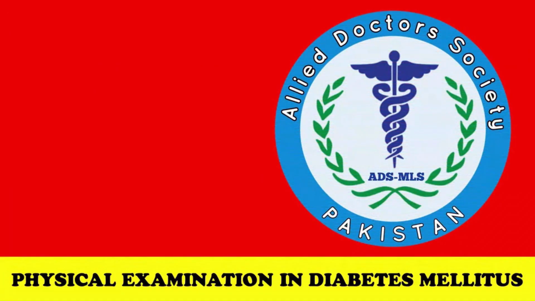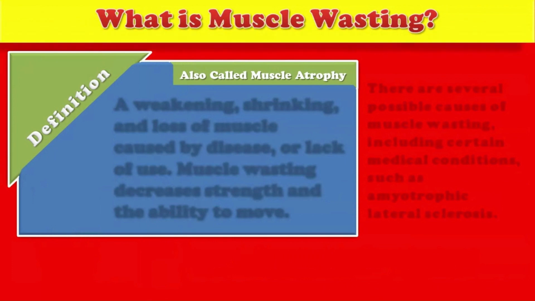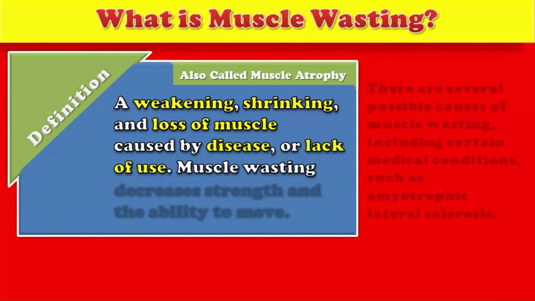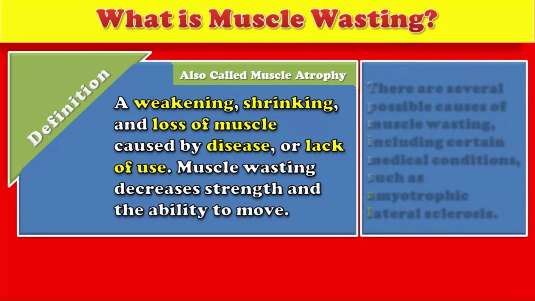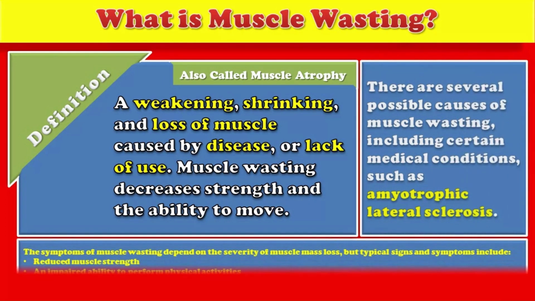Do you know that weight loss in sugar is also a disease? Let's see what muscle wasting is according to its definition. If, due to any disease, your muscles become weak, shrink or end completely, such a condition is called muscle wasting or muscle atrophy. This disease occurs mostly in diabetic patients. Due to this disease, your body may lose strength or you may be unable to move.